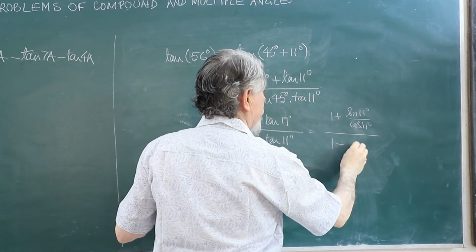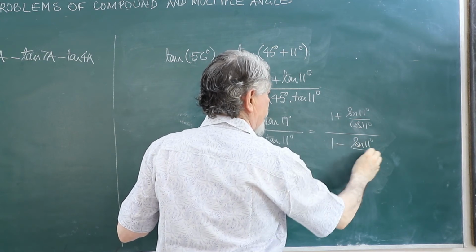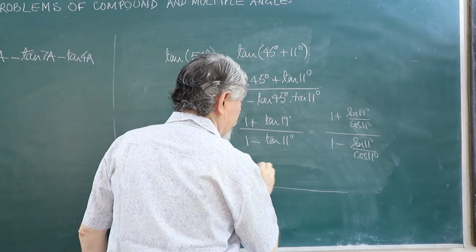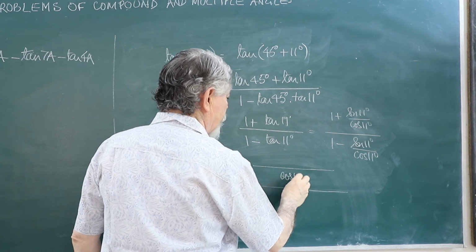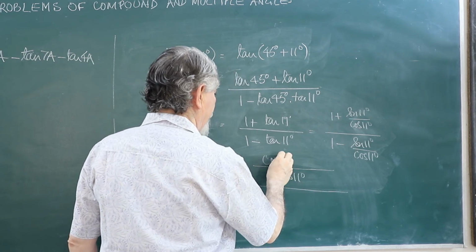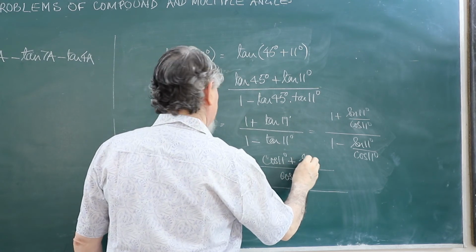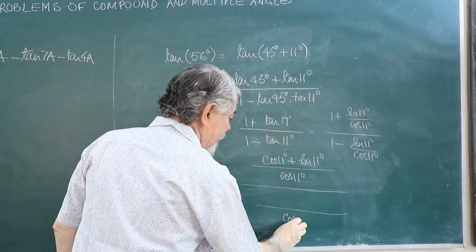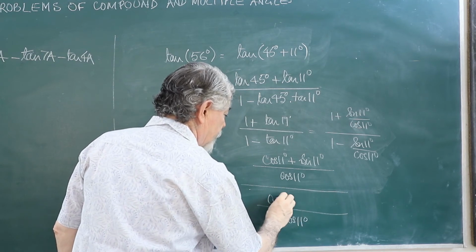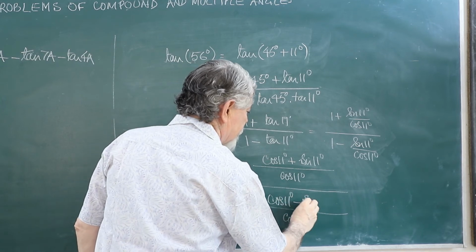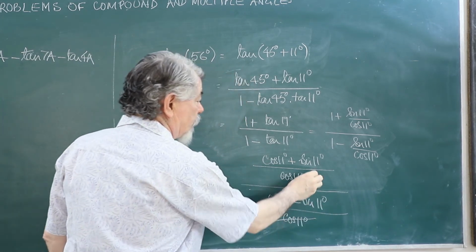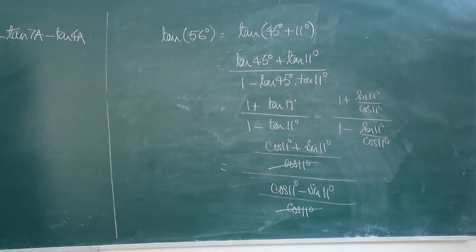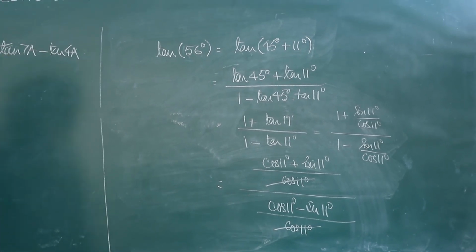1 minus sine 11 and cos 11. Take the LCM. Here if I take cos 11 as the LCM, I'll get cos 11 plus sine 11. In the denominator, I'll again have cos 11 as the LCM, and I will get cos 11 minus sine 11. This cos 11 will cancel. What will you get as the final answer? Cos 11 plus sine 11 upon cos 11 minus sine 11.